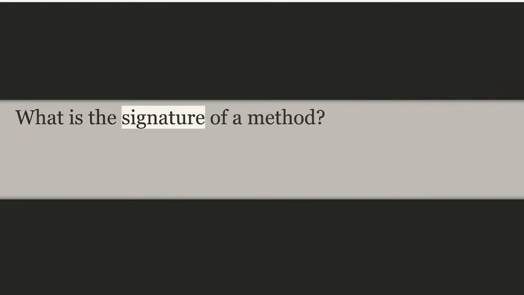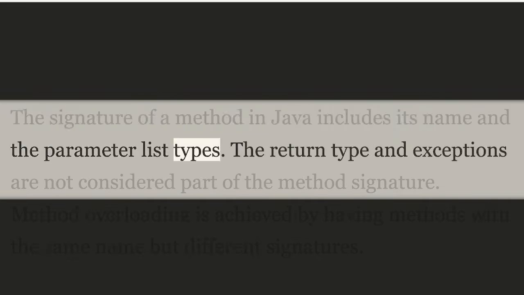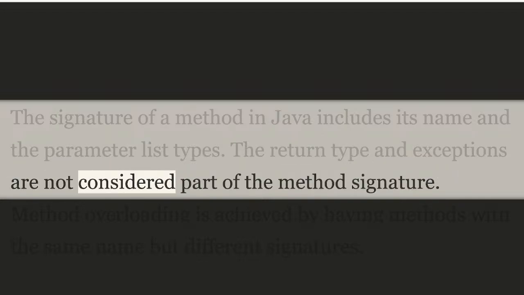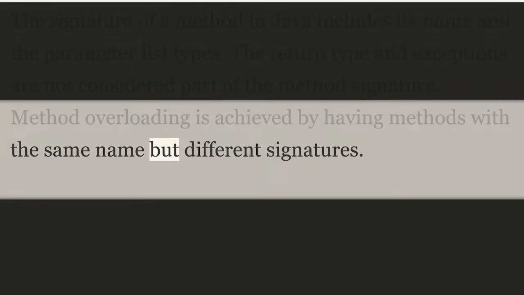What is the signature of a method? The signature of a method in Java includes its name and the parameter list types. The return type and exceptions are not considered part of the method signature. Method overloading is achieved by having methods with the same name but different signatures.